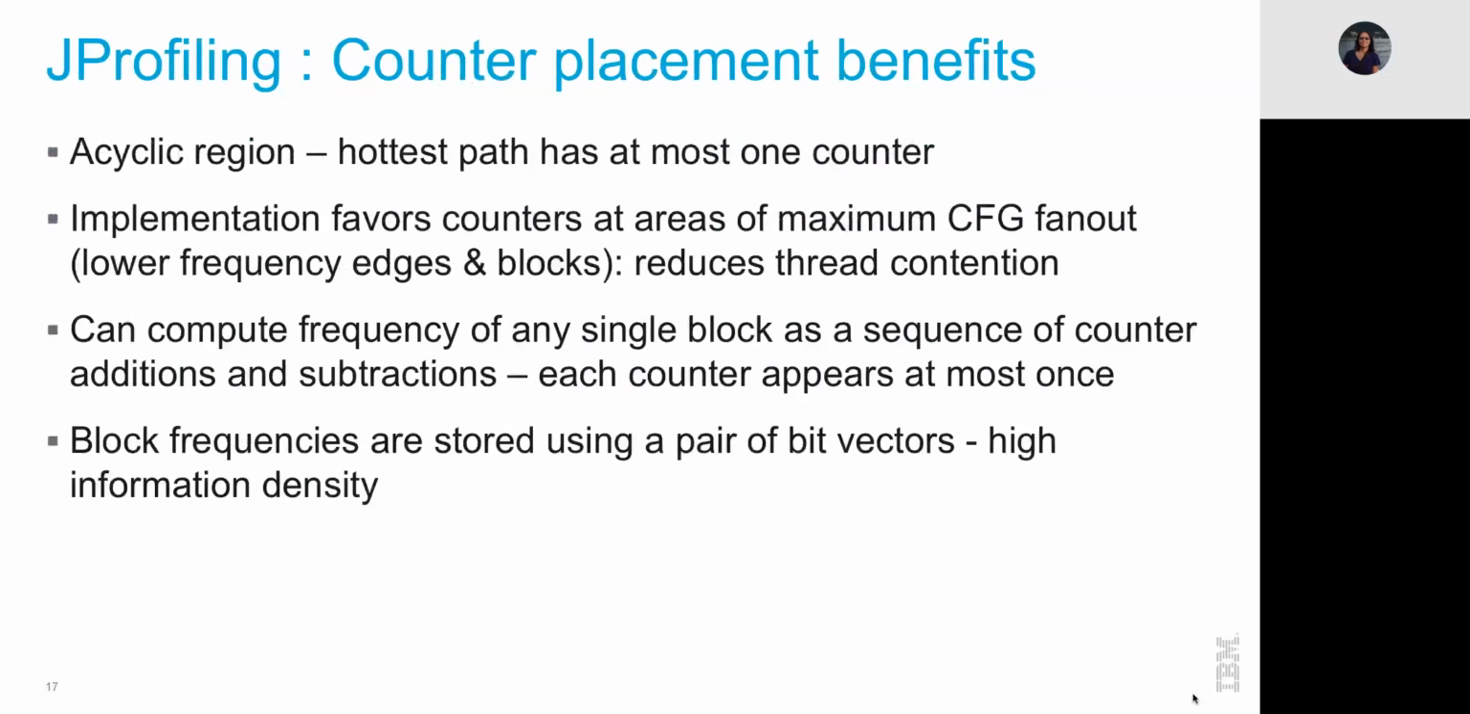So the benefit of this algorithm is that in a cyclic region, it has at most one counter, and the implementation favors counters at lower frequency edges and blocks. So it reduces the cache contention while we are updating the counter. It can compute the frequency of any single block as a sequence of addition or subtraction operations, and the block frequencies are stored using a pair of bit vectors. That means it provides a high information density.